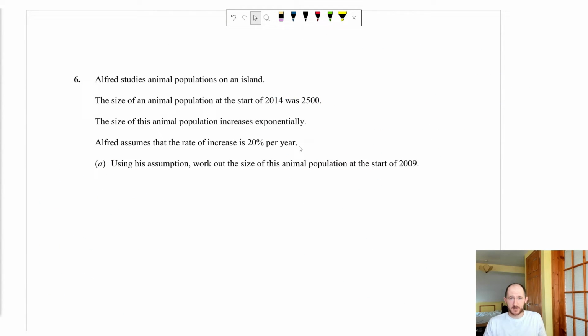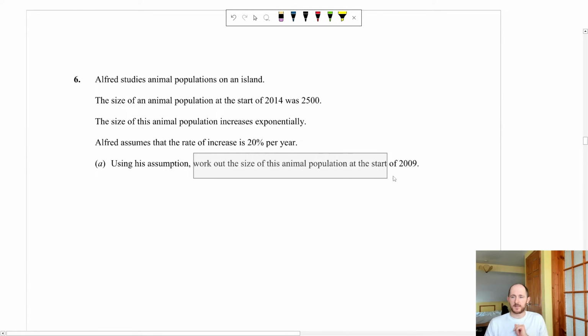This is a classic repeated percentage change question. If you're not happy with me saying repeated percentage change, it's compound interest. So Alfred studies animal populations on an island. The size of the animal population at 2014 was 2,500. It increases exponentially, so 20% per year. Using his assumption, so bear in mind this is an estimate, it's not going to be exact, so we could get a decimal. Just saying. Work out the size of the population.